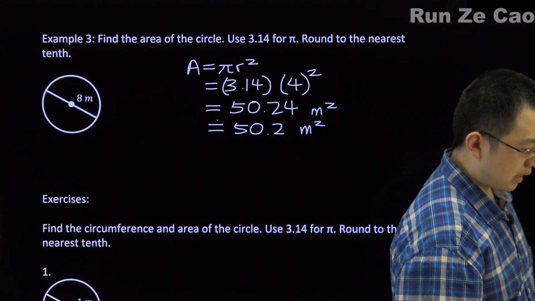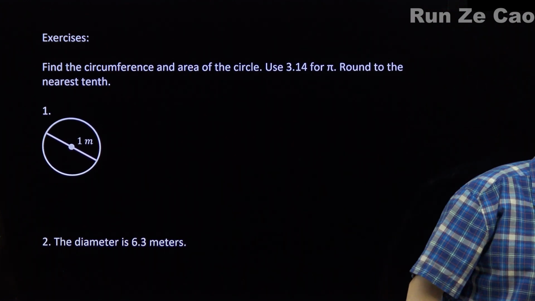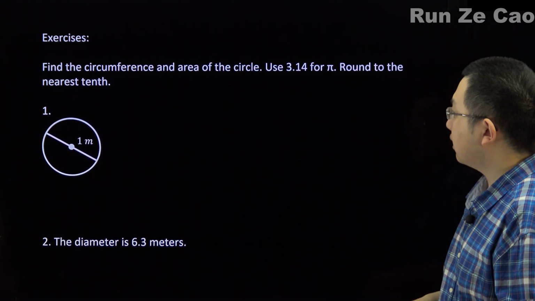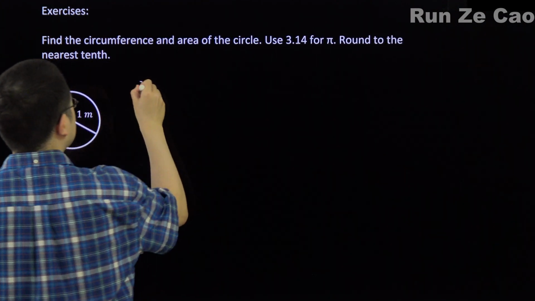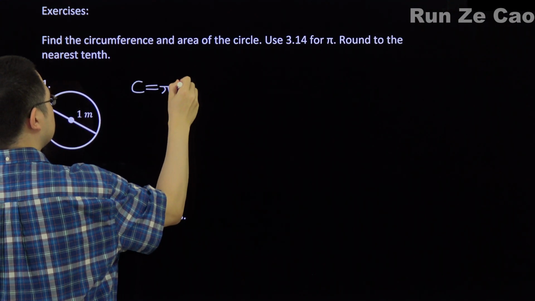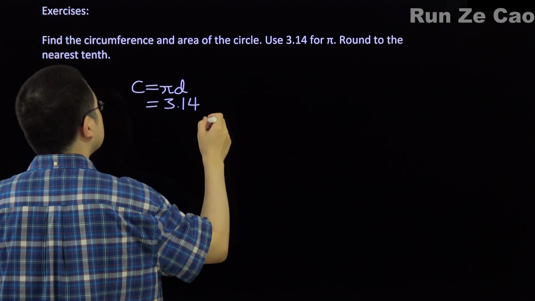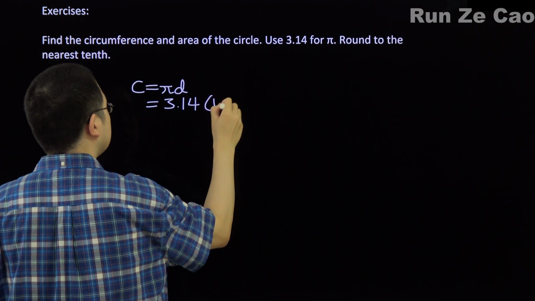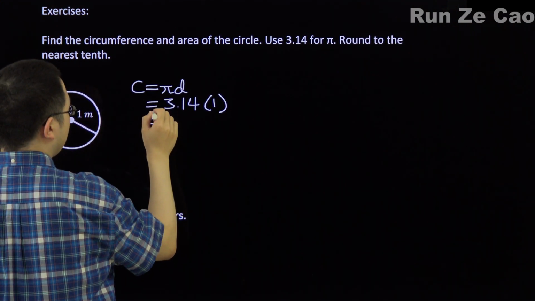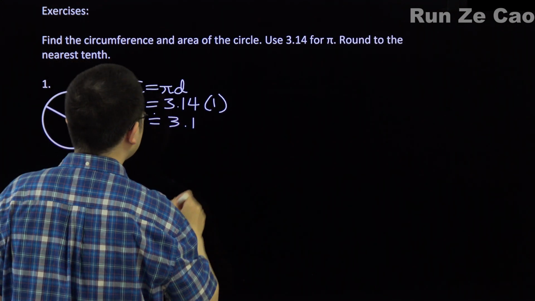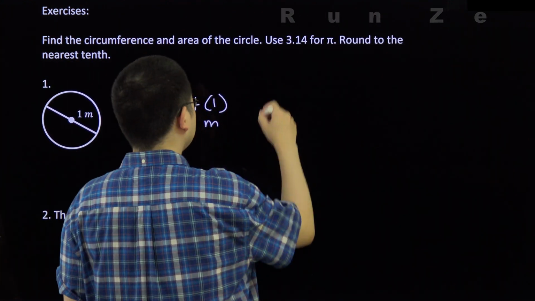Let's do some exercises. Find the circumference and area of the circle. Use 3.14 for pi and round to the nearest tenth. Well, circumference is equal to pi d. Now it says use 3.14 for pi, so there we go. And diameter is 1. So we get 3.14, or approximately 3.1 meters.